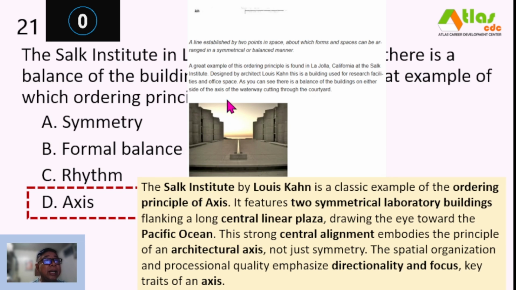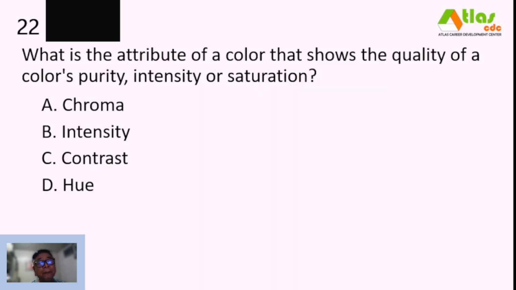So an axis is a line established by 2 points in space, about which formed spaces can be arranged in a symmetrical or balanced manner. So this is the axis. A great example of this ordering principle is found in La Jolla, California, the Salk Institute, designed by architect Louis Kahn. This is a building used for research facilities and office space. As you can see, there is a balance of the buildings on either side of the axis of the waterway, cutting through the courtyard.